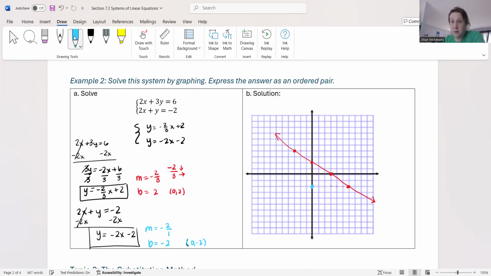And then my slope is -2, but remember, we need a rise and a run. So we always write our slope as a fraction when we're graphing, so we can just plop it over 1. So if I put my negative in the numerator, that tells me to go down and to the right. So I could go down 2 to the right 1, down 2 to the right 1. Or I could flip it. I could go up 2 to the left 1, up 2 to the left 1, up 2 to the left 1.